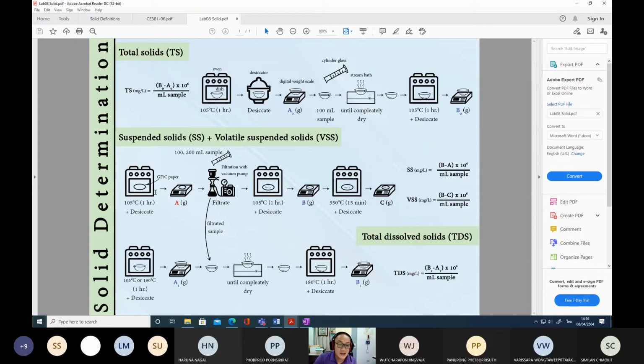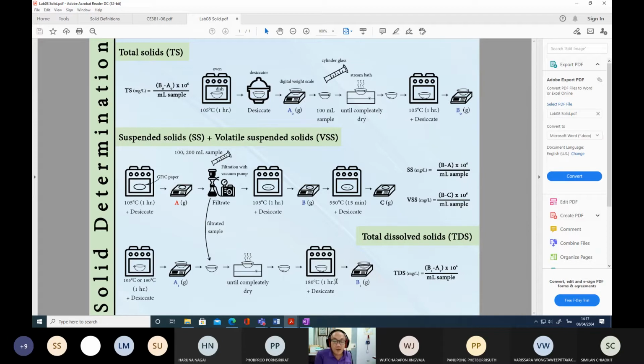But for the TDS, after evaporation, there might be something different, because for the TDS we need temperatures of 180 degrees Celsius, while the other only needs 105, but this one needs up to 180 degrees Celsius. So these are something different in terms of the measurements.